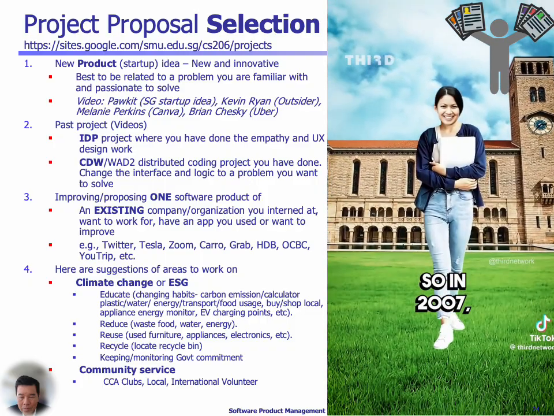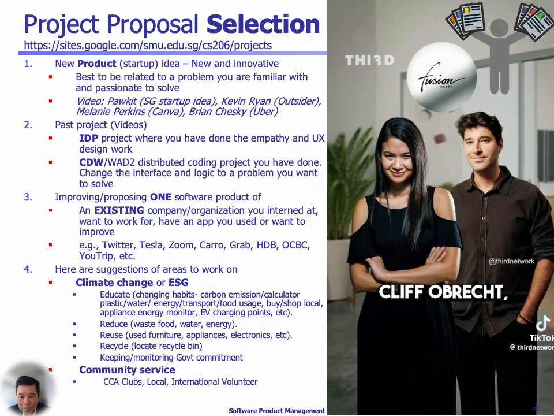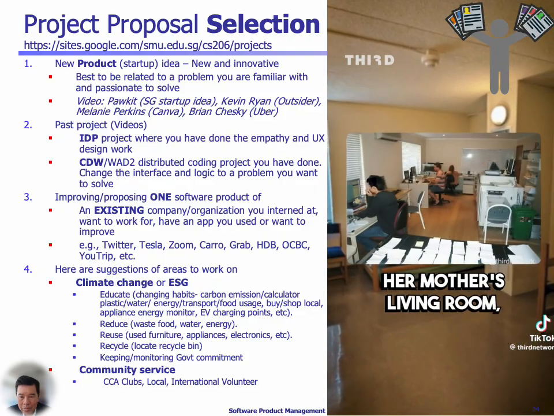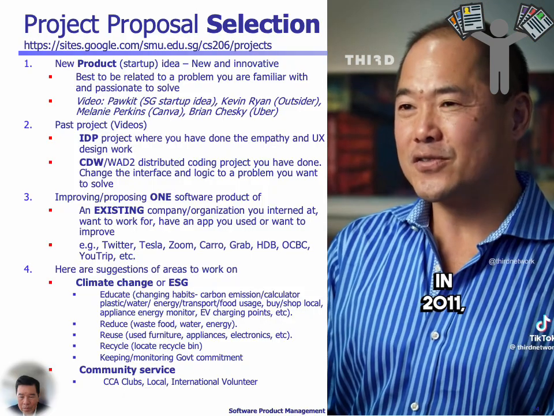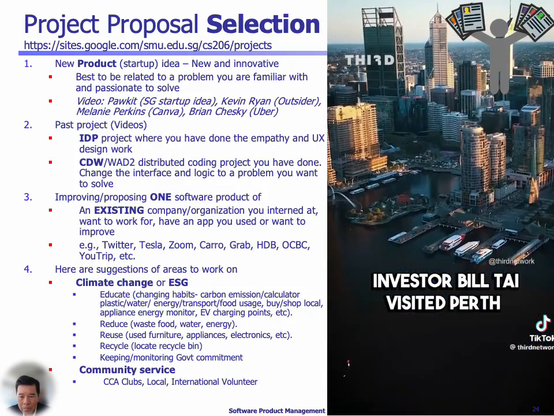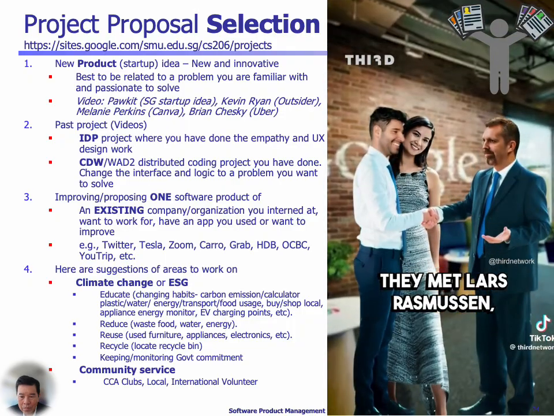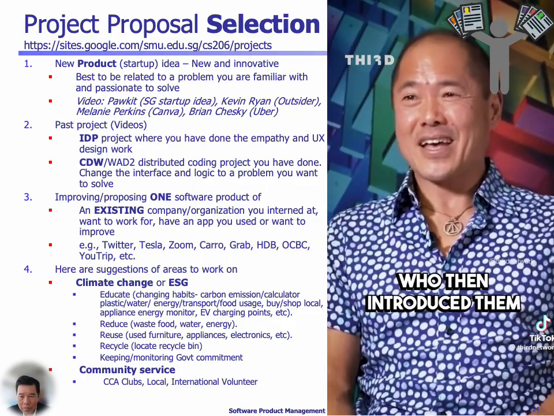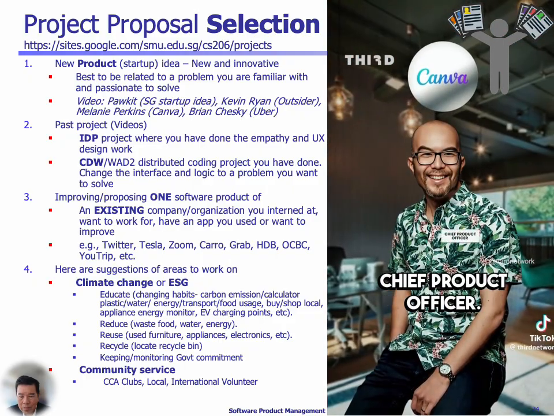So in 2007, she dropped out of college and started Fusion Books with her partner Cliff Obrecht, an online platform to design school yearbooks. They ran the business from her mother's living room, growing it into Australia's largest yearbook publisher. In 2011, investor Bill Tai visited Perth for a startup competition, where Melanie and Cliff pitched their idea for Canva. They met Lars Rasmussen, the co-founder of Google Maps, through Bill Tai, who then introduced them to Cameron Adams, an ex-Google employee. He joined Canva as the chief product officer.